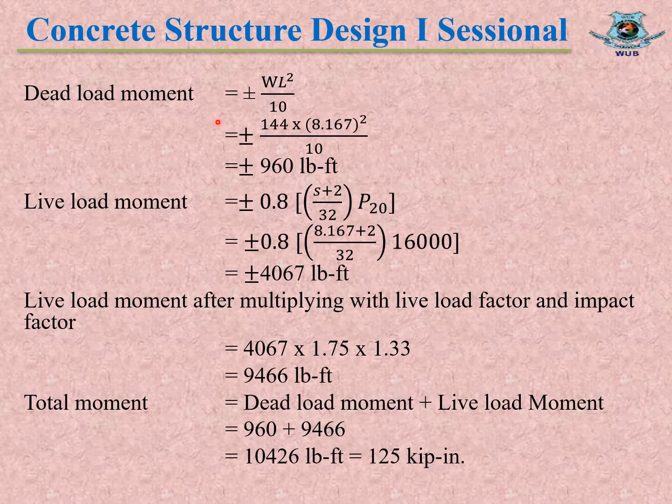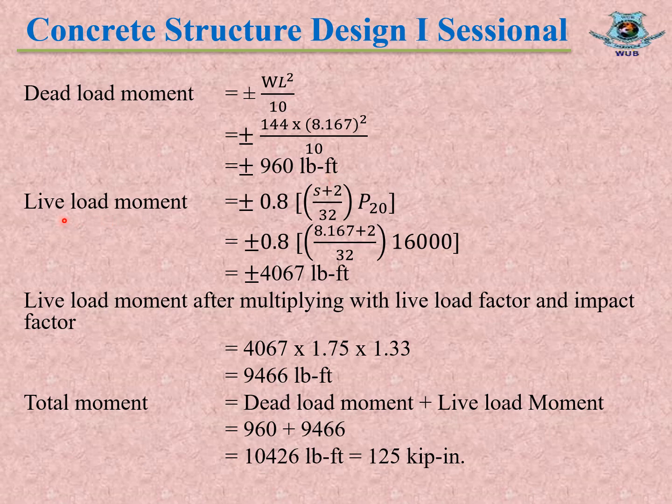Now dead load moment equal to plus minus WL square by 10. Here W equal to factored dead load equal to 144 psf. L equal to clear span equal to 8 feet 2 inch equal to 8.167 feet. So dead load moment becomes 960 pound feet.